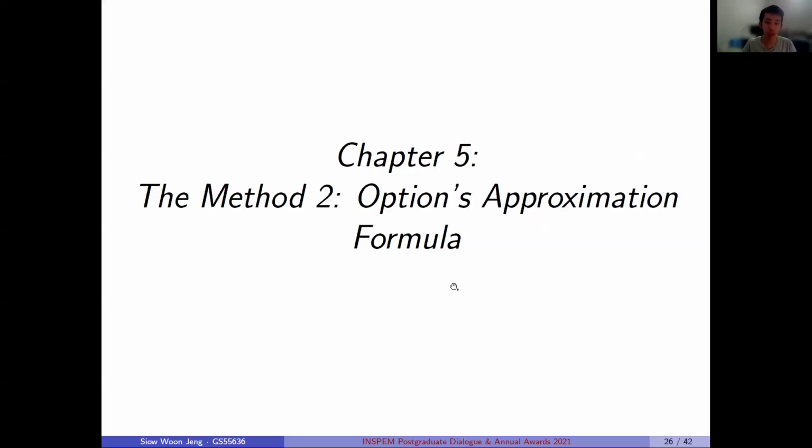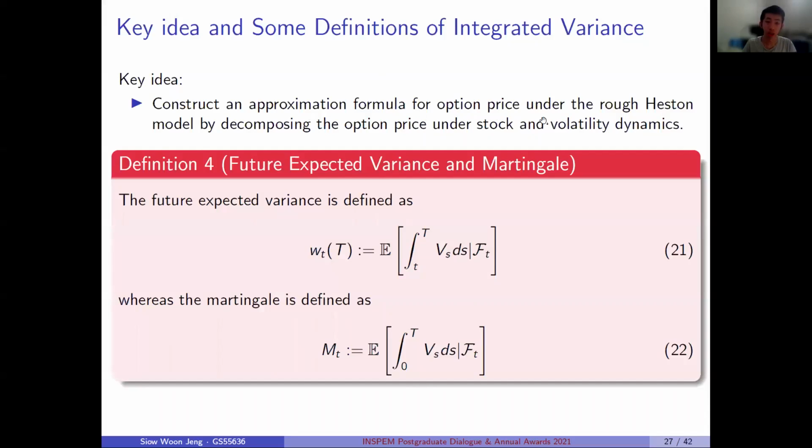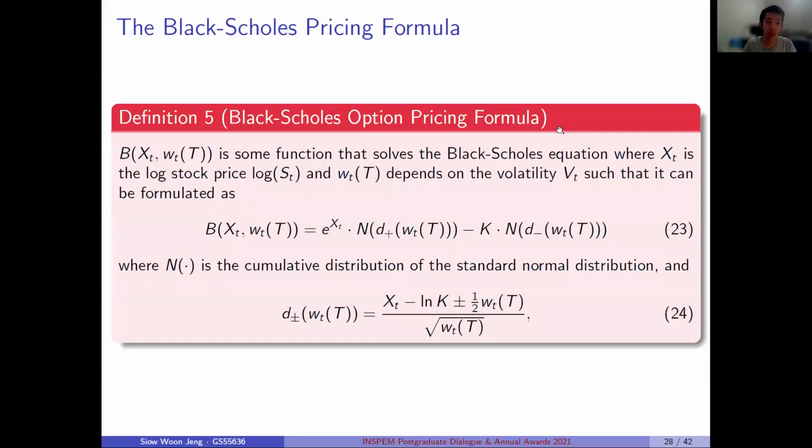So the second method is actually about constructing an approximation for the option price under the rough Heston model by decomposing the option price under the stock and volatility dynamics. So the decomposition formula will be based on equation 21 and 22, which is the future expected variance and the martingale. So definition number 5 is actually the most famous option pricing formula, which is the Black-Scholes equation, defined as equation 23, and denoted as P.